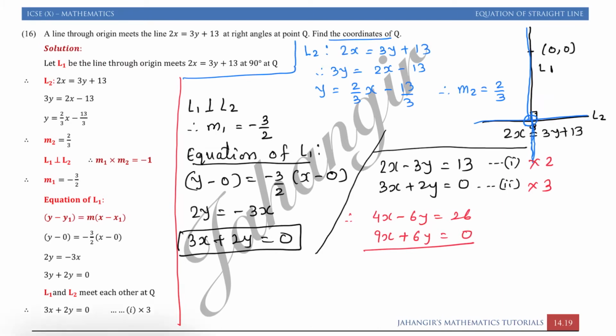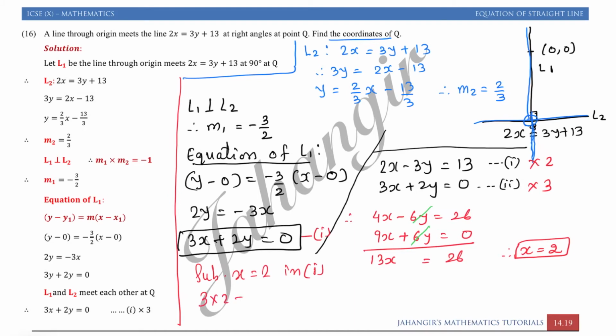Solving it, you can cancel y terms. 13x is equal to 26. So therefore x is equal to 2. We get the value of x as 2. Now we will substitute x equal to 2 in any equation. This is the equation of L1. I will substitute in 1.